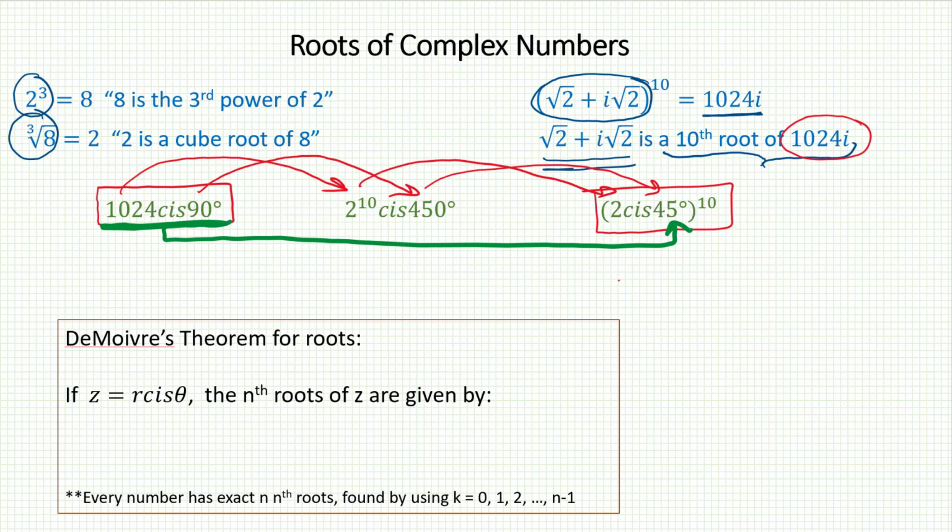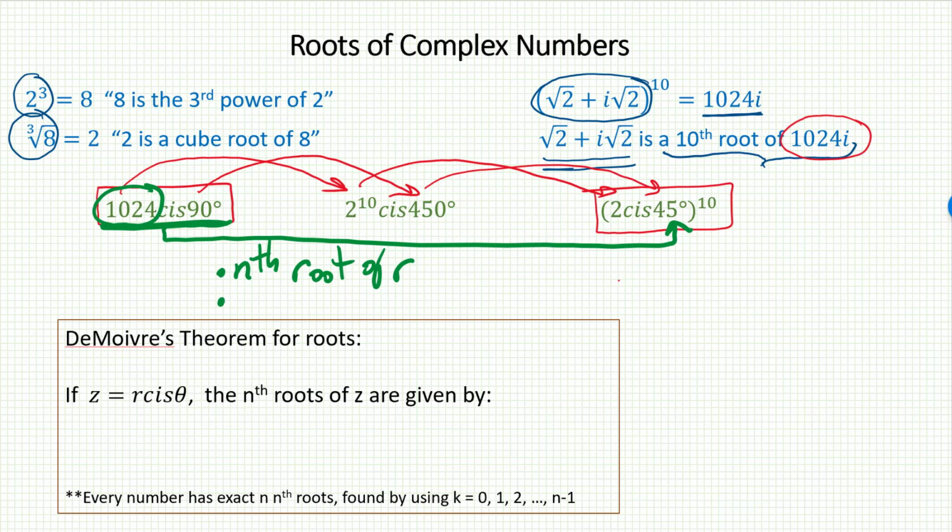Well, let's start with the modulus. When I went forward, I had the 2, I raised it to the 10th power, and I got 1024. If you want to reverse that process, you would just have to take the 10th root. In other words, in general, you're going to be finding the nth root of r. The 10th root of 1024 takes me back to the 2. Okay, that's pretty straightforward.